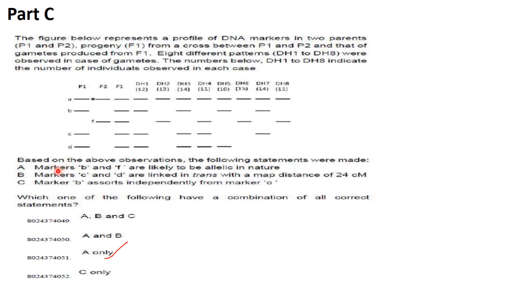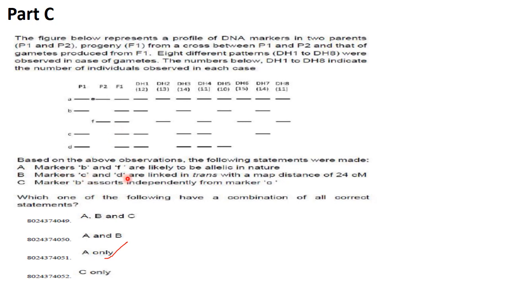So first statement, markers B and F are likely to be allelic in nature. If in F1 you see B and F are present, so it is allelic in nature.